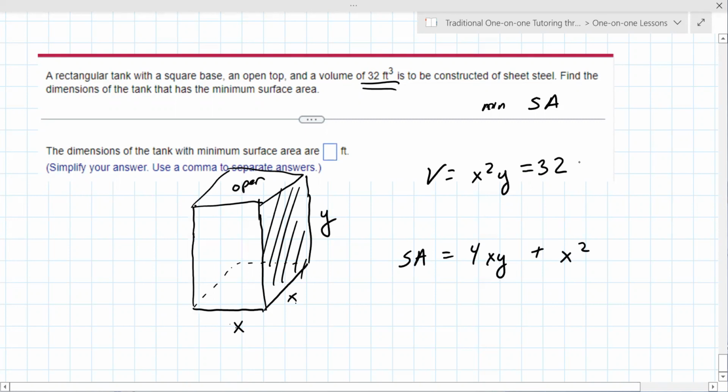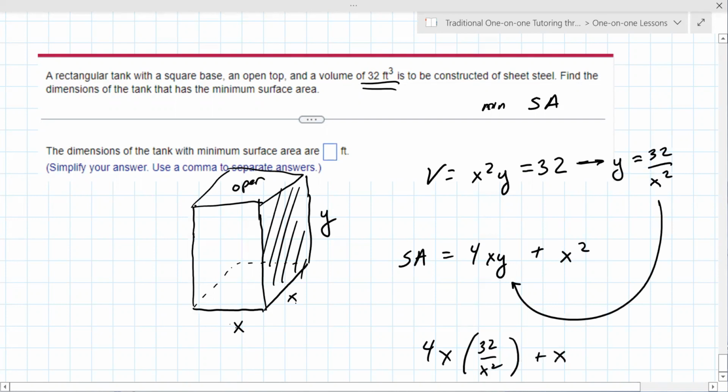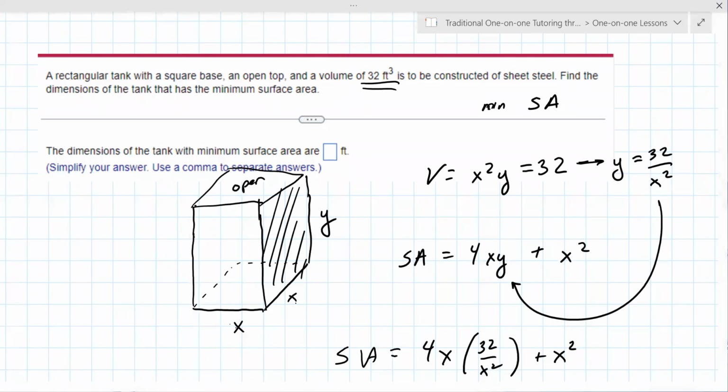Just like we did in the previous problem, you're going to solve this one for Y. Y is 32 over x squared, and that goes in here. So it's 4x times 32 over x squared, plus x squared. And this is what you're going to graph and look for a minimum. So let me do that here. Let me go back to the graph.